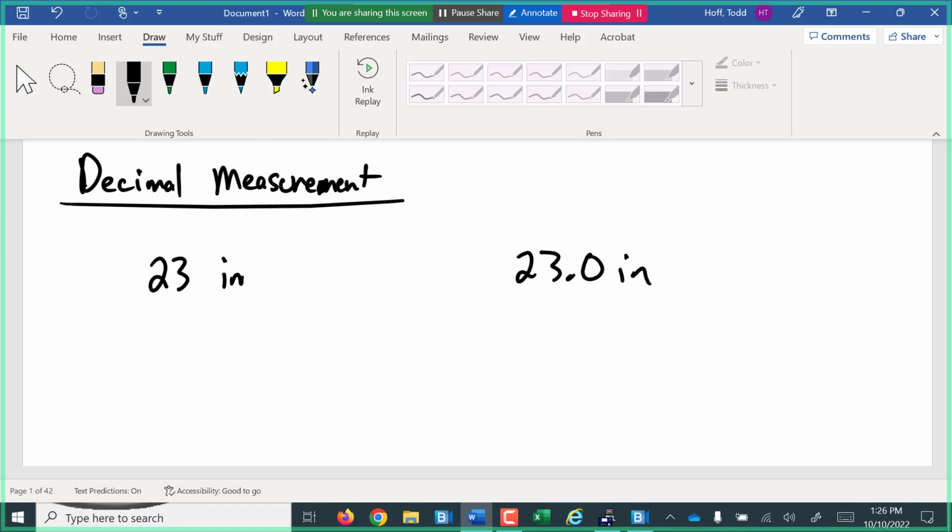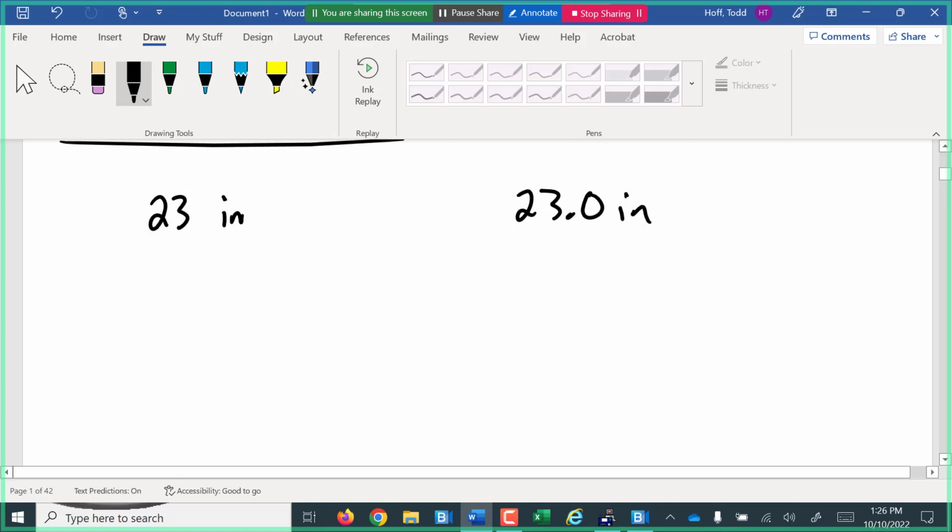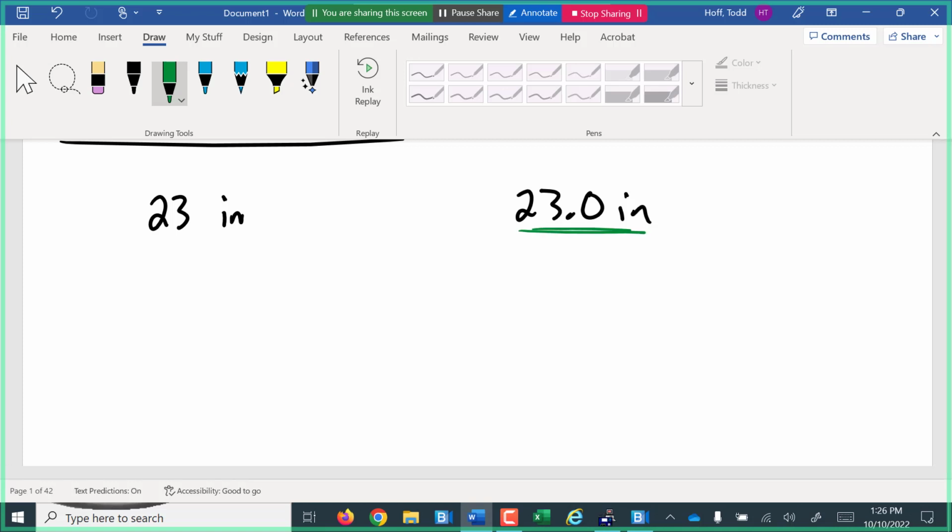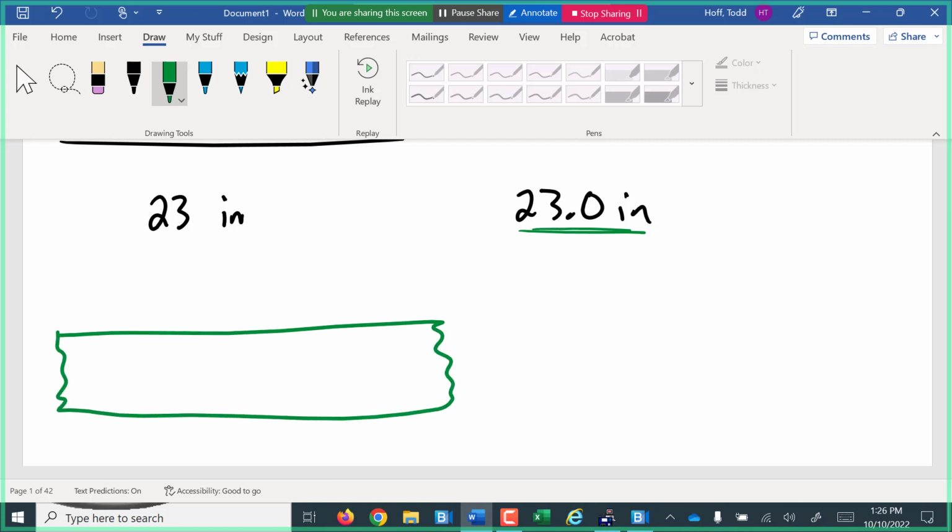No. Mathematically, 23 and 23.0 are the same values. But when we're dealing with measurement, there is an implication to that extra decimal place at the end. If I report that measurement as 23 inches, what that is implying is that I have a measuring device that is capable of measuring to the nearest inch, and whatever I measured was closest to 23 inches.